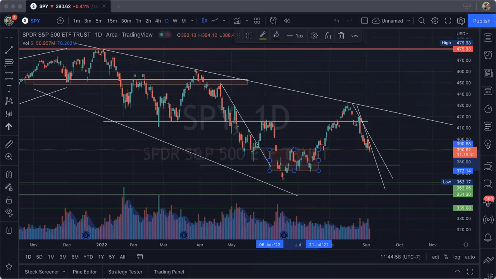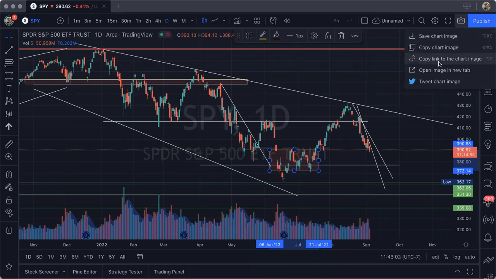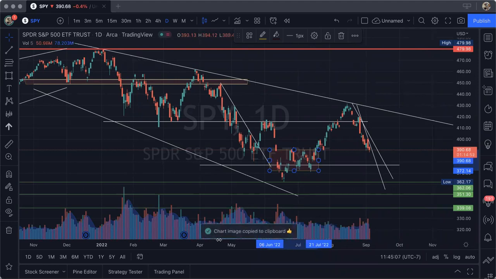All right. Last thing, up here, there's a snapshot, copy chart image or copy link to the chart. And all you've got to do is click that. What it'll do is copy it to your clipboard, and you can Command or Control V into the Discord directly, and it'll share it with everybody.